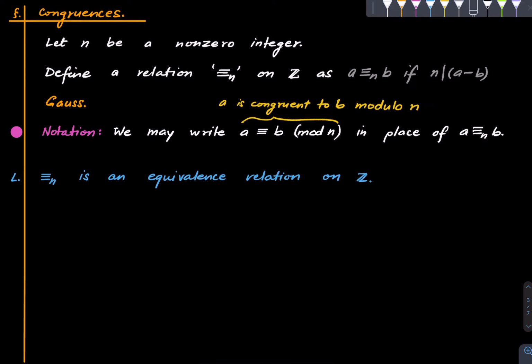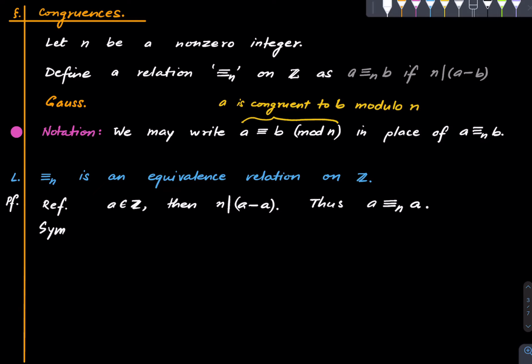Anyway, here is a simple lemma, that this thing is an equivalence relation. This is a relation on Z, and this is an equivalence relation. This is a very simple exercise, but let me at least sketch it. Why is it reflexive? It is reflexive simply because if a is in Z, then n divides a minus a, because n divides 0, and therefore a is related to itself under this relation.